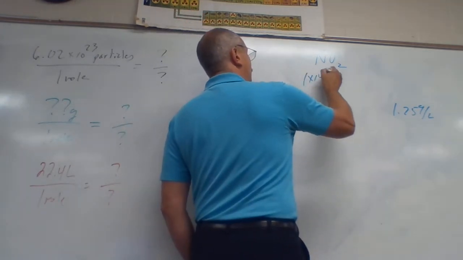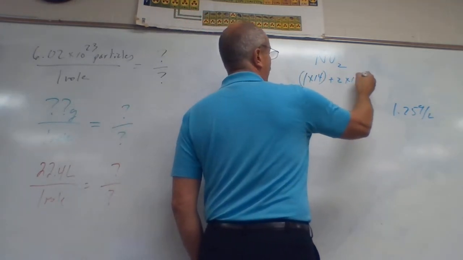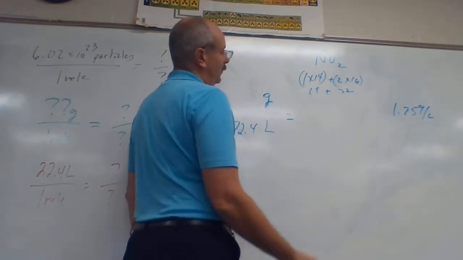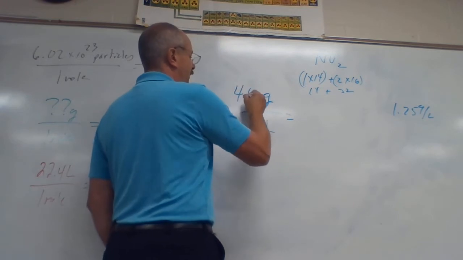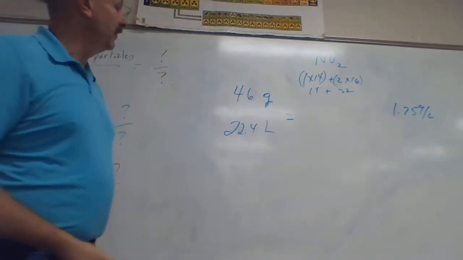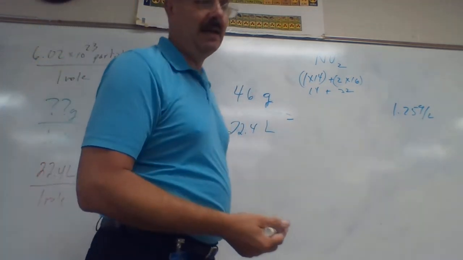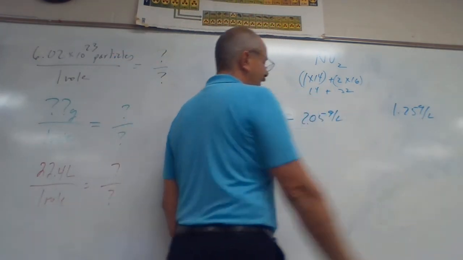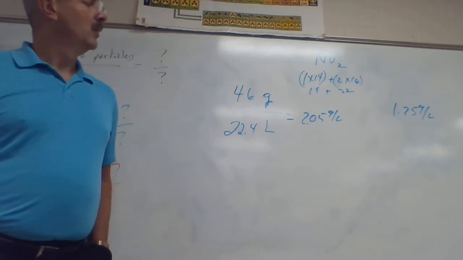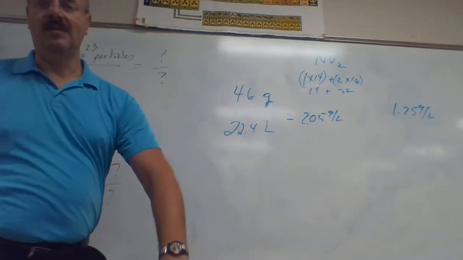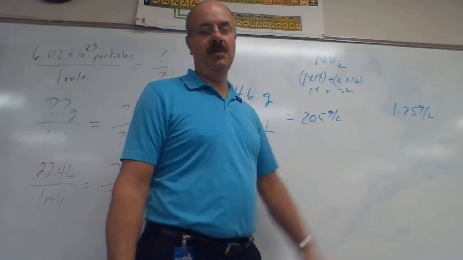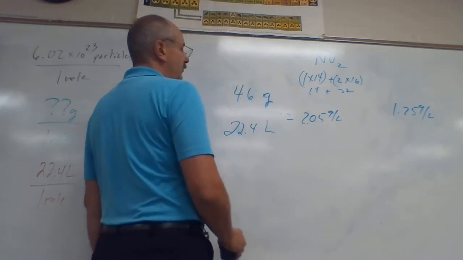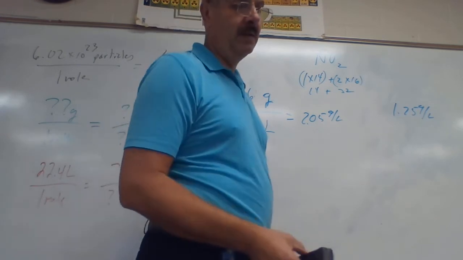So we've got 1 nitrogen times 14 plus 2 oxygens times 16. So that's 14 plus 32. So that's 46. So 46 grams divided by the 22.4. So we divide that out, I'm going to get 2.05. And that's grams per liter. So 2.05, where's that going to go if I release it in this room? It's going to sink because it's more dense than the 1.25 that this room is made up of. All right, so that concludes that one.